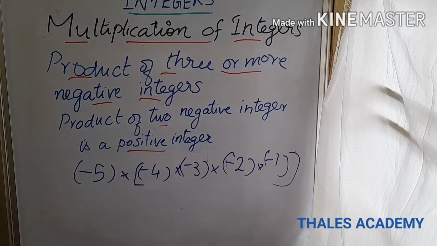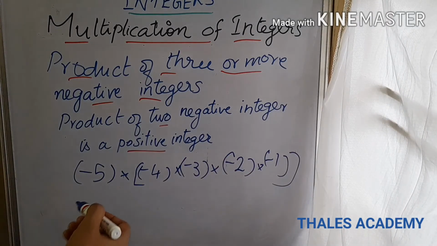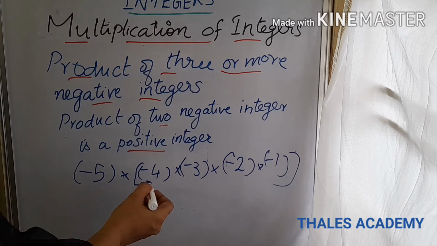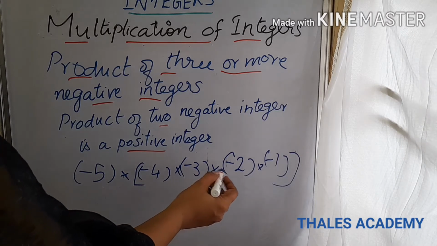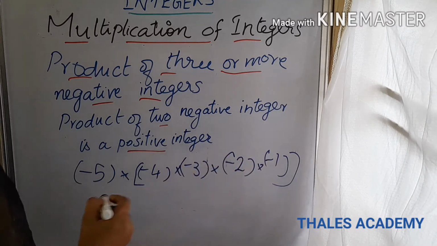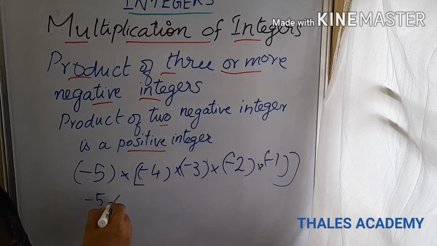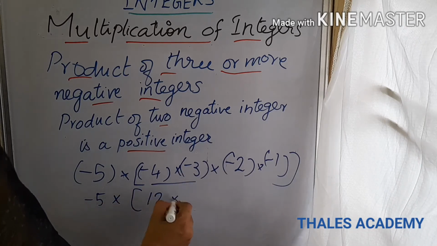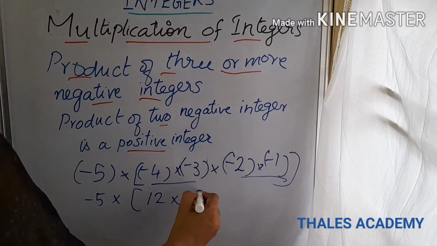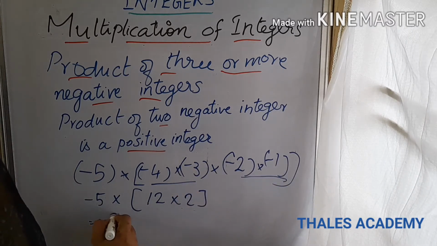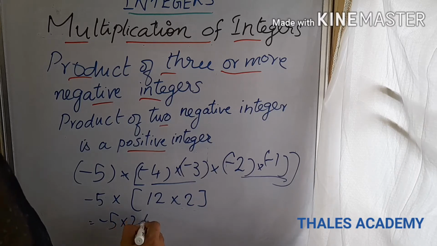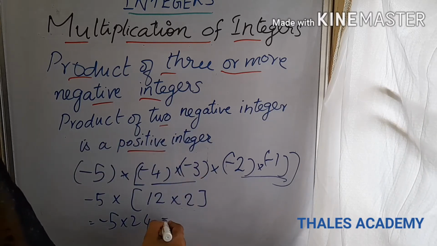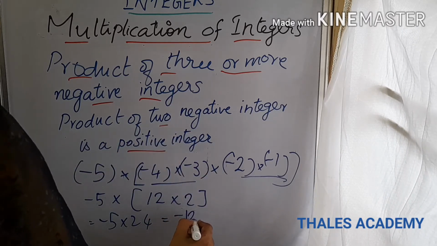If there are more numbers, that is minus 5 into minus 4 into minus 3 into minus 2 into minus 1. That is minus 5 into, this is 12, 12 into, this is 2, equals minus 5 into 24. That is minus 120.